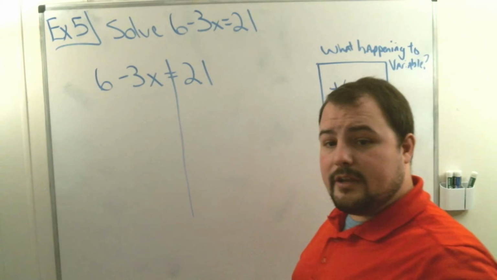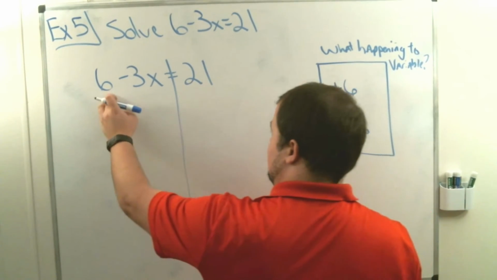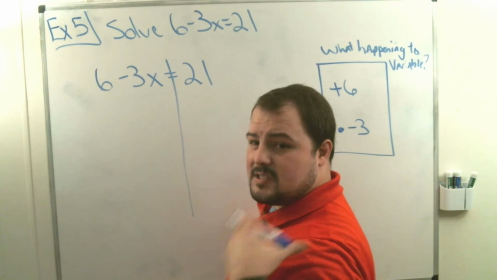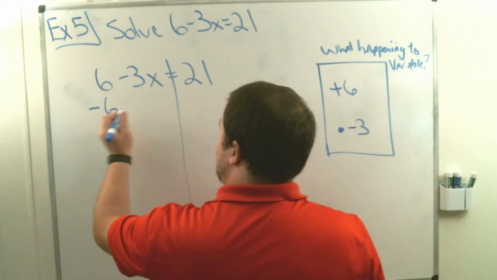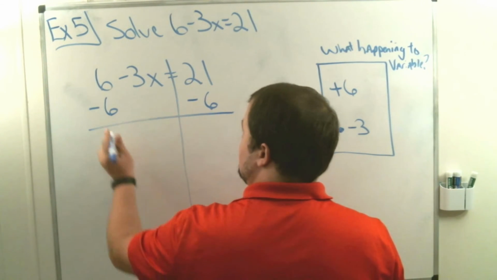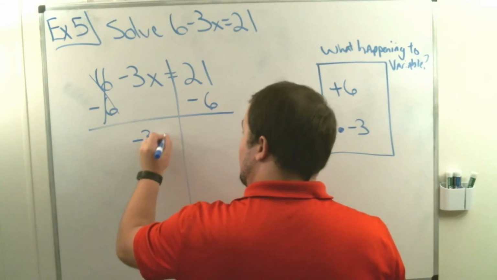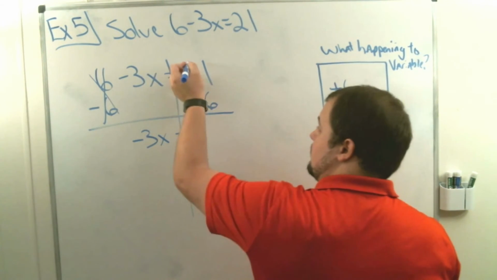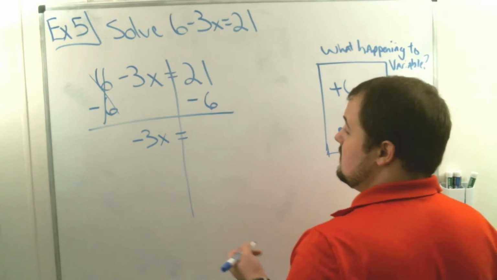And in order to get rid of that number, I'm either going to add it or subtract it. Well, if I add 6, 6 plus 6, it just gets bigger. It goes to 12. So instead of adding 6, I'm actually going to subtract 6. And if I do that to one side, I do that to the other. 6 minus 6, that's 0. So I got rid of it. Now I have negative 3x equals 21 minus 6. Okay, that is 15.